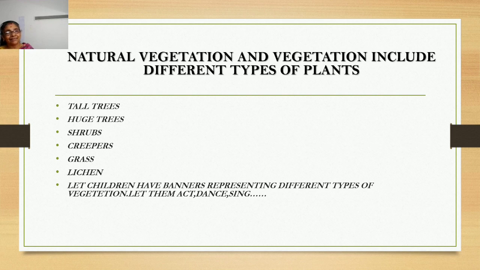Suppose English or languages are concerned, there we are learning to make sentences, that is narration. So there they can narrate about the forest, what type of trees they see, what type of creepers they see, whether lichen is there, the canopy, huge trees, tall trees. Like that they can do. So this way one topic can be conveyed to the children through different art forms.